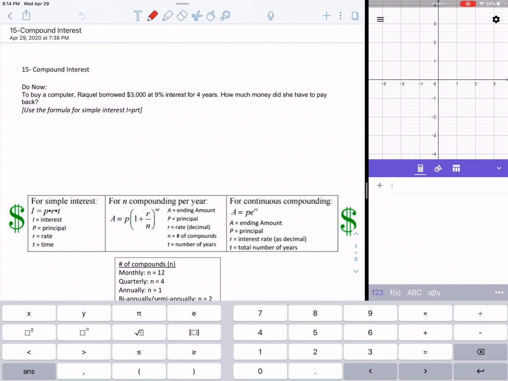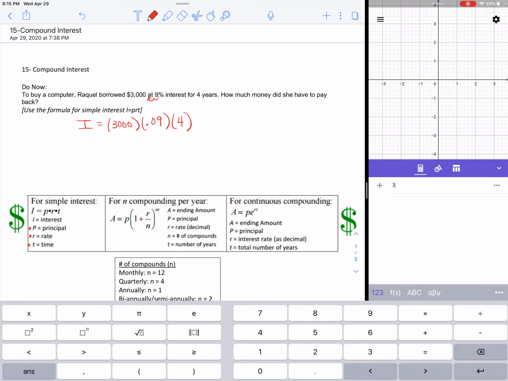So to find simple interest, you use the formula I equals PRT. I equals interest, P is principal, R is the rate, and T is the time. The principal is what she borrowed. The rate is not 9, but 0.09, and the time is 4 years.